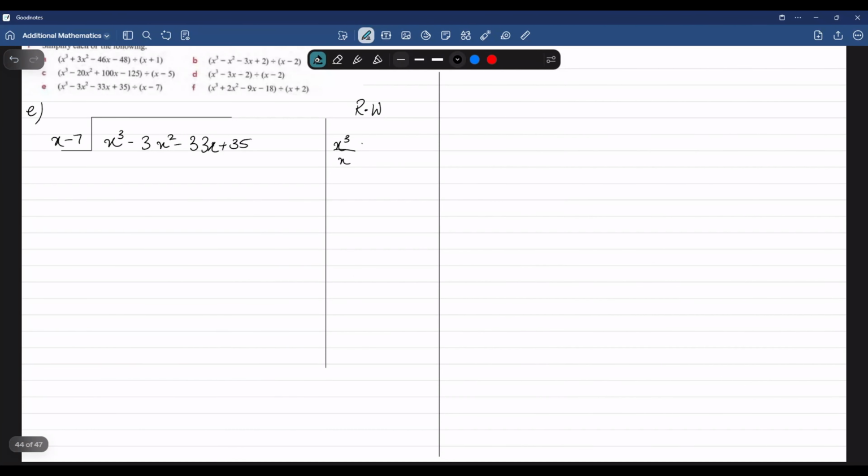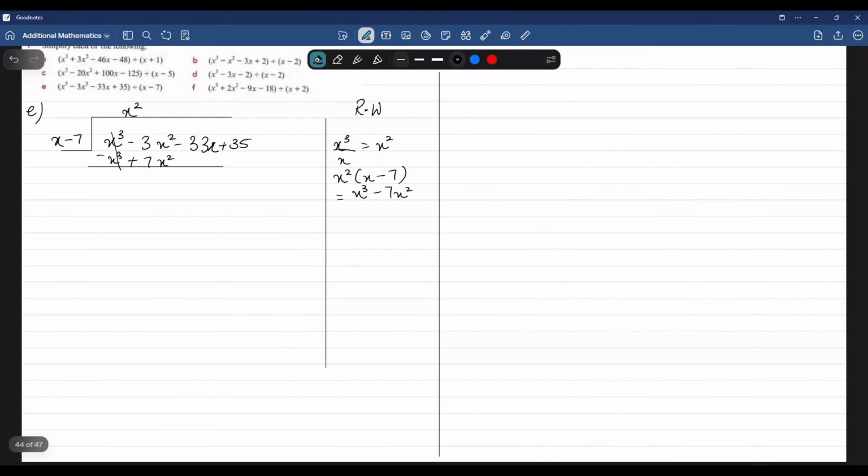X cubed divided by x would give us x squared, and then x squared multiplied by x minus 7, we would get x cubed minus 7x squared. And the reason I'm solving it much faster is because if you watch the first example in detail, with full concentration, I think all of these questions will be peanuts for you. So no big deal here.